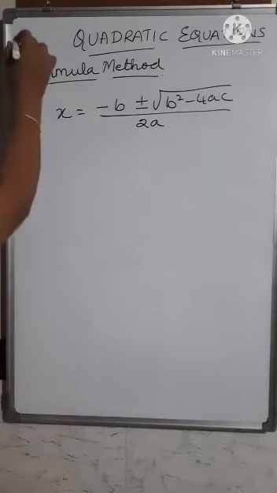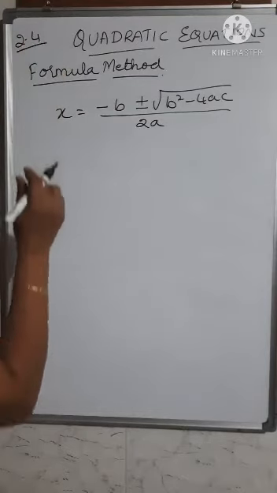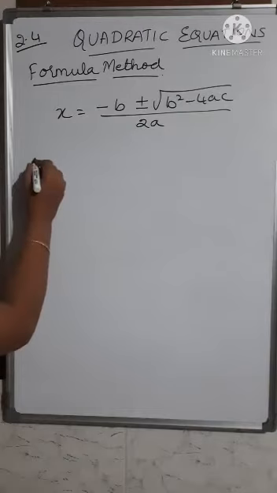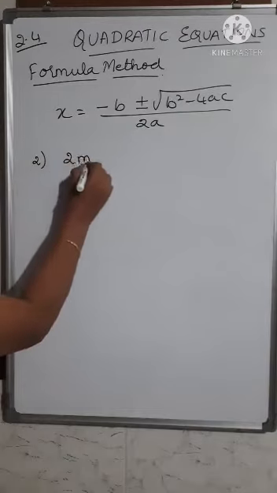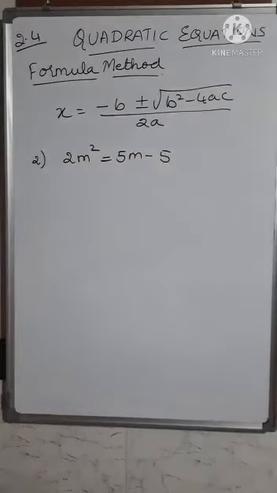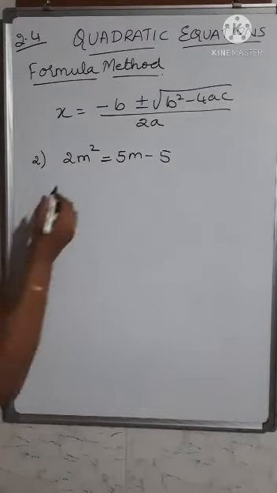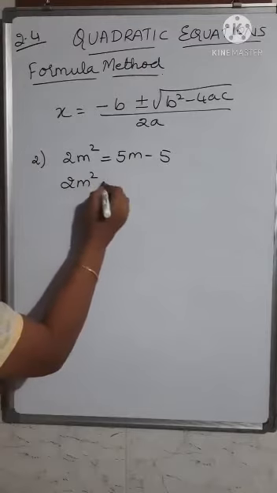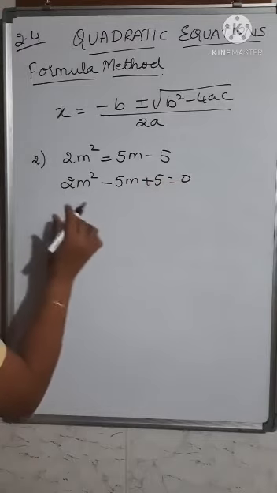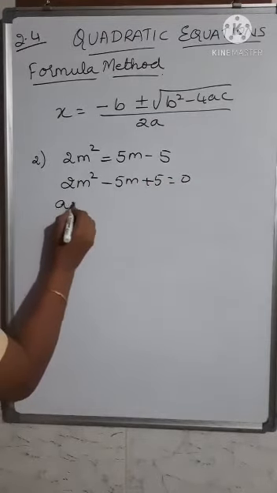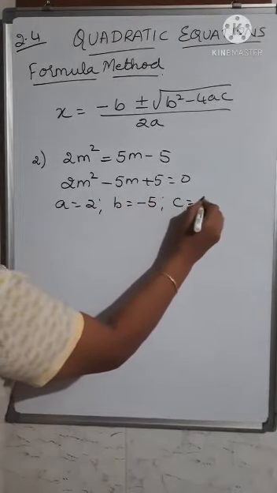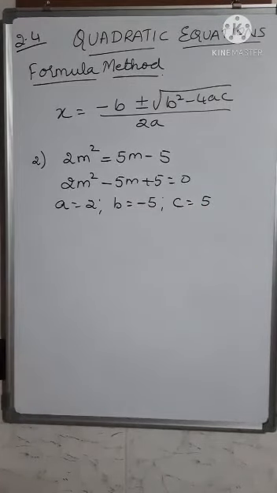Now we have practice set 2.4. The first problem is to compare the given quadratic equation to the general form and write the values of a, b and c. Suppose the problem is given as 2m square is equal to 5m minus 5. First you have to write it in the standard form, which is 2m square minus 5m plus 5 equal to 0. Then a is equal to 2, b is equal to minus 5, and c is equal to 5. Only this much you have to do for the first problem.